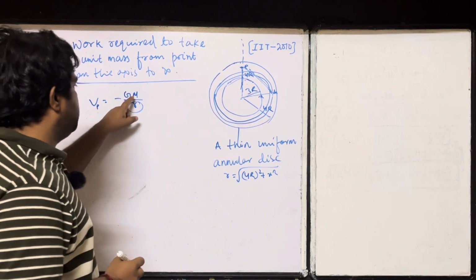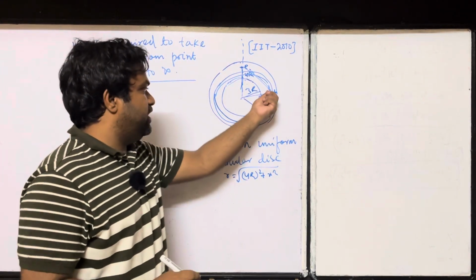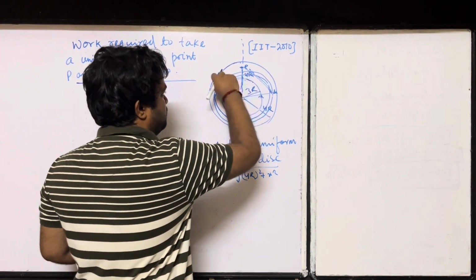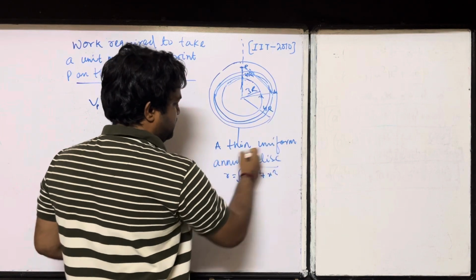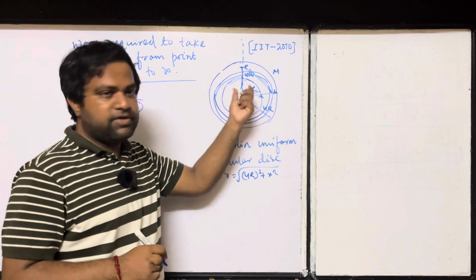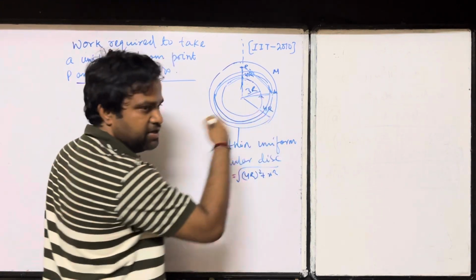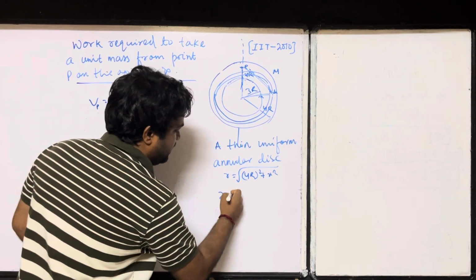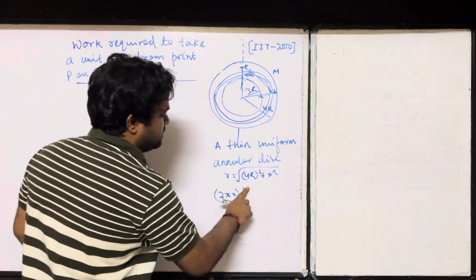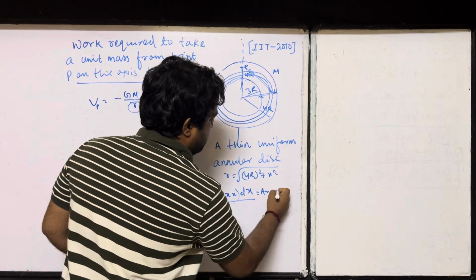Now we are interested in the mass. What is the mass of this small ring? Then we will integrate it. Let us say it is a uniform annular disc, and the mass of this disc is m. So what will be the mass of a ring? The ring is cut at a distance x, so the area of the ring is 2 pi x dx, the circumference into dx. This is the area of the ring.